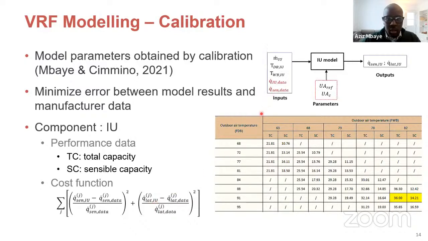This flowchart shows how the parameter estimation procedure works. First of all, we have our indoor unit model, which has two parameters. At the input, we put the different dry bulb and wet bulb temperatures that we have in the manufacturer data table, as well as the mass flow rate. We compute at the output the total capacity and the sensible capacity. Then we compare those values to the values given by the manufacturer, and the model, by iteration, will find the parameters that minimize the error between those two values.